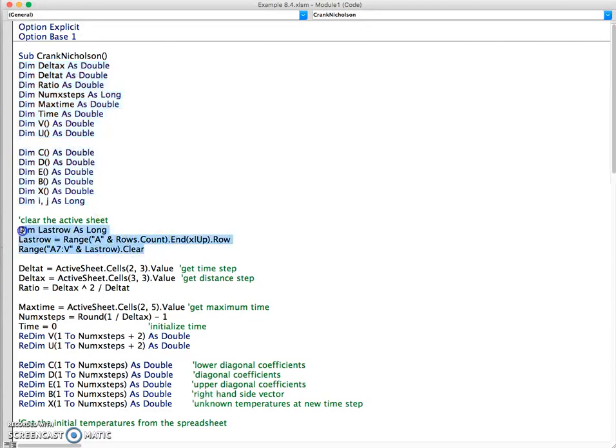These three lines clear the spreadsheet after any run. Delta t is read from the spreadsheet. Del x is also read from the spreadsheet, so these are the inputs. You're going to calculate ratio as del x squared over del t. Maximum time, again, you're going to read it from spreadsheet. N, which is number of intermediate points, can be calculated as 1 divided by del x minus 1.